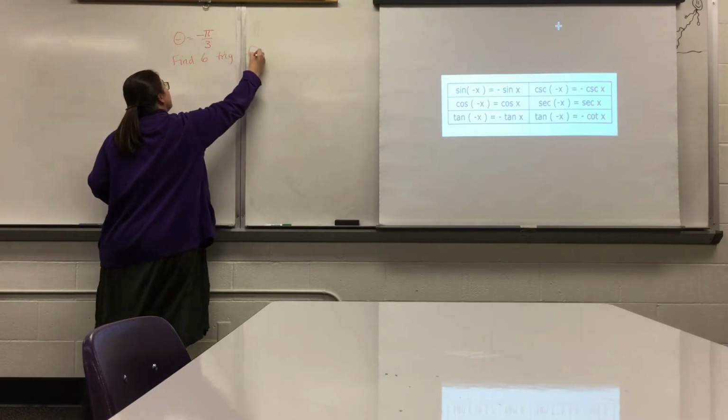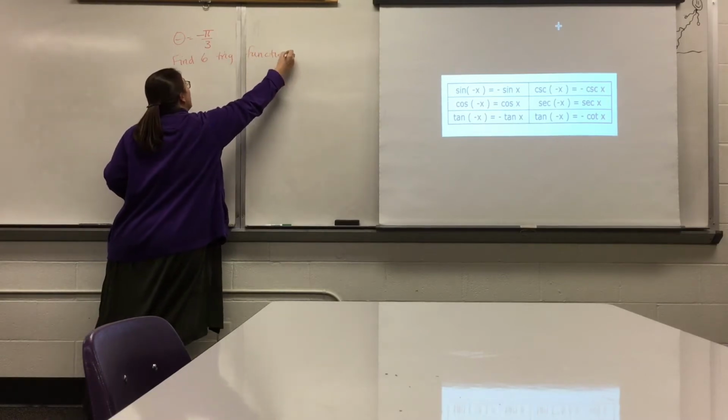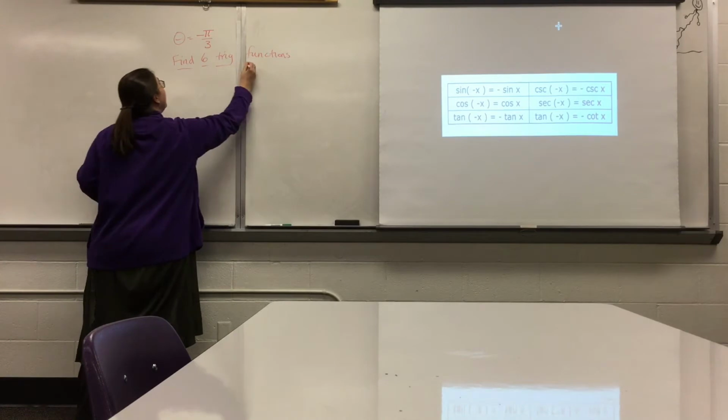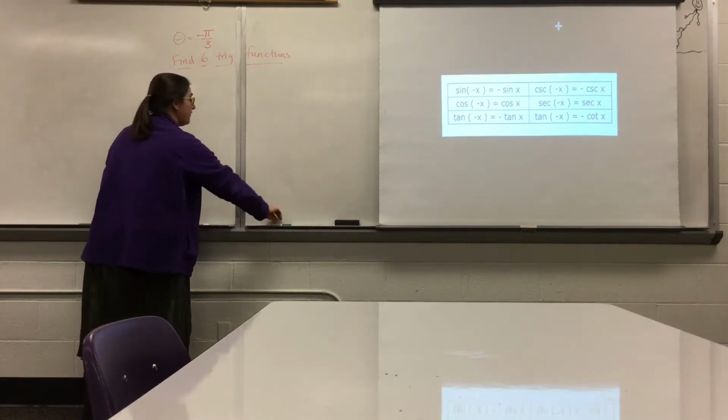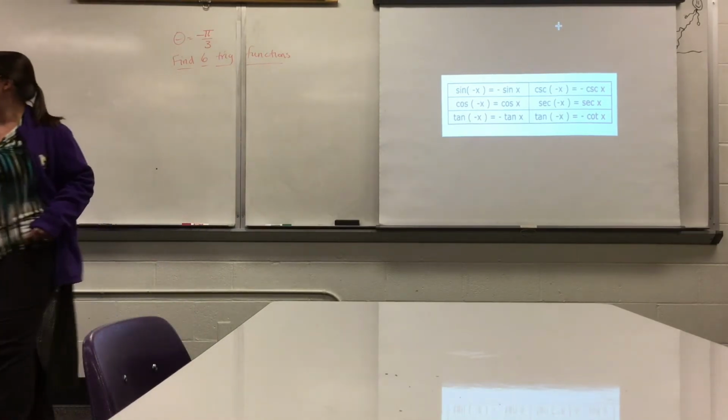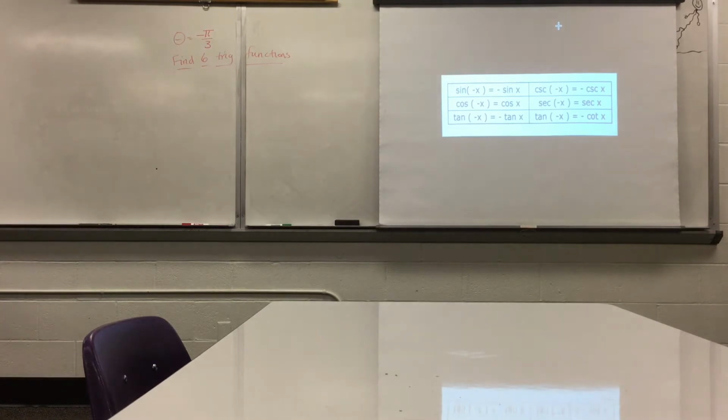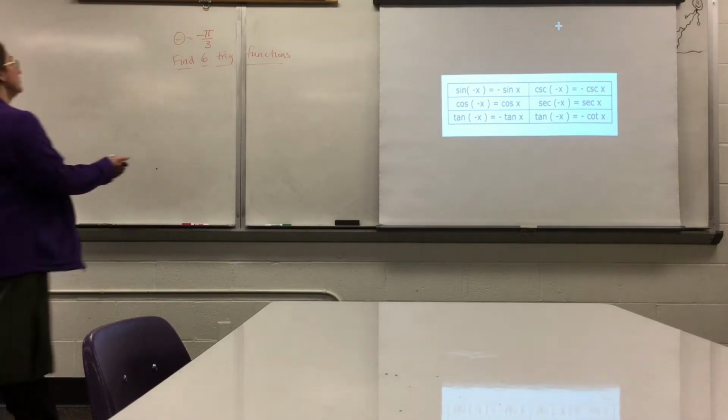So the first thing is locate the angle. The second thing is find the coordinate that goes with that angle. And the third thing is evaluate them with the formula. So that's the first set of steps we're doing. Where is negative pi over 3 as an angle?